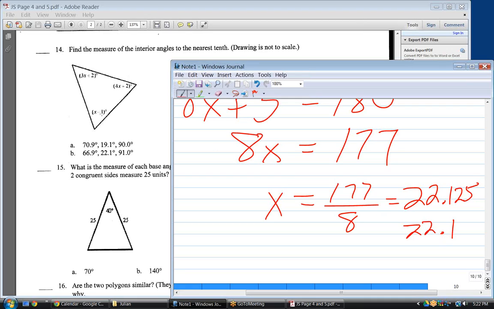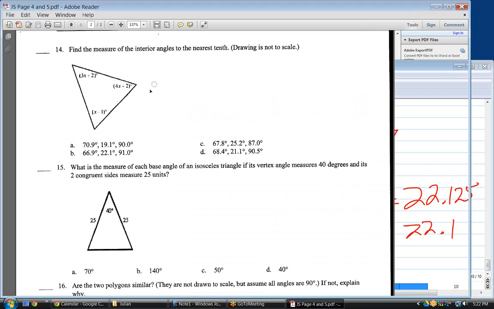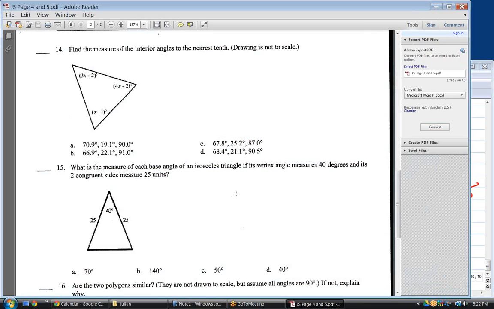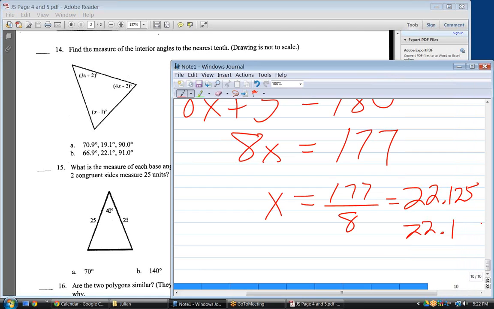22.125 minus 1. Oh, 21.125? Okay. I guess D is the answer, because it's the only one that has a 21.1 in it. So I can't really illustrate my point, maybe I can.